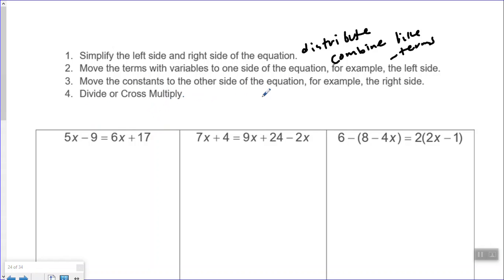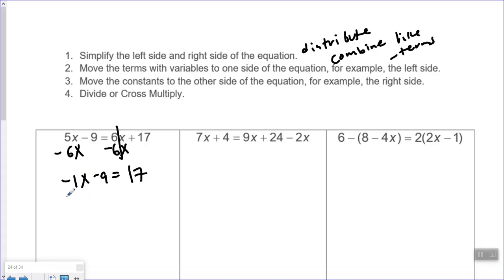There will be three cases: one solution, no solution, and infinite solutions. So let's try this one. You can either subtract 5x or you can subtract 6x. It does not matter. You just have to be consistent. When you do one thing on the left, you have to do the same thing on the right side. So let's subtract 6x on the left side and the right side. Then 5x minus 6x will be negative 1x, and you bring down minus 9. 6x and 6x cancel, bring down 17.